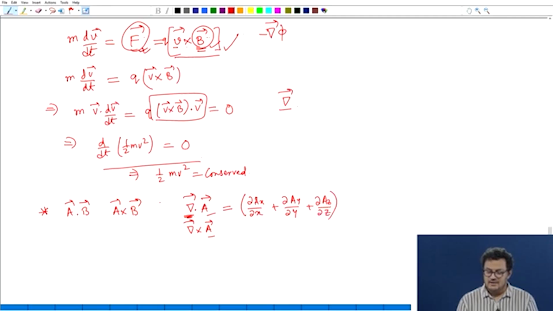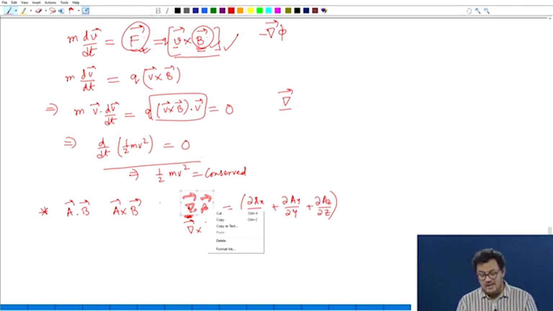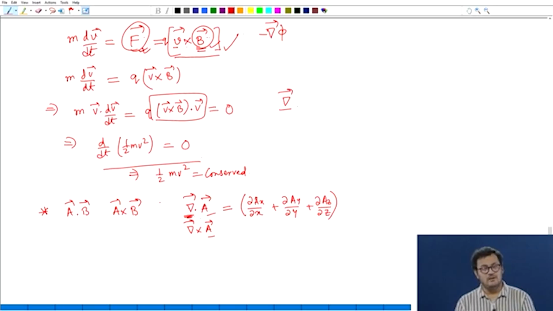That means the x component of this nabla operator would contract with the x component of a, the y component of the del operator would contract with the y component of a, and the z component of this nabla operator would contract with the z component of a. So, this is simply this, and this is a scalar.